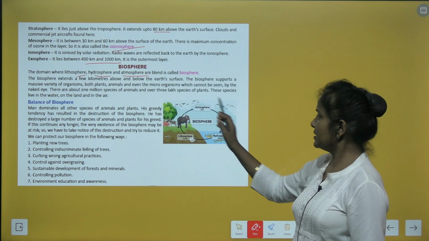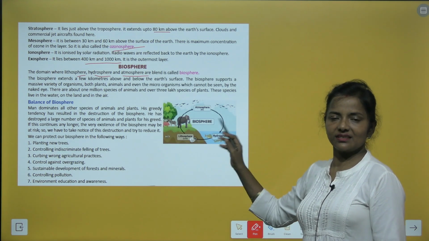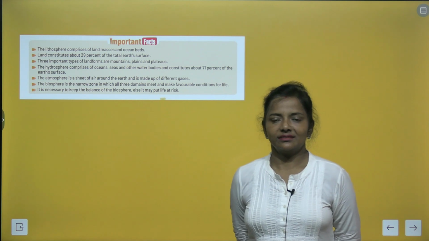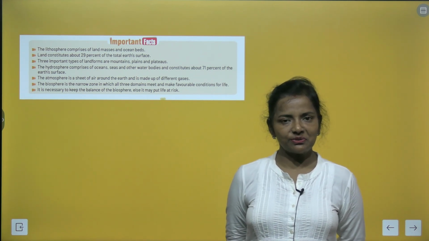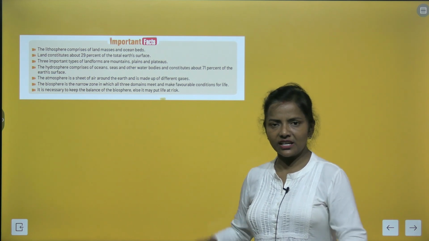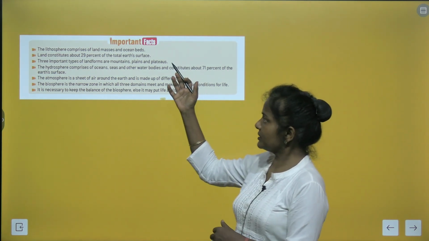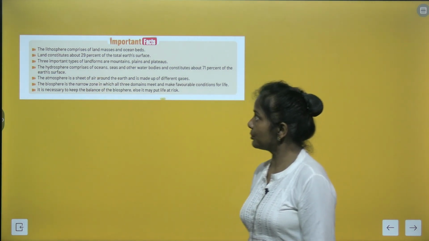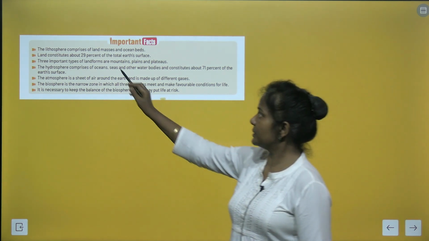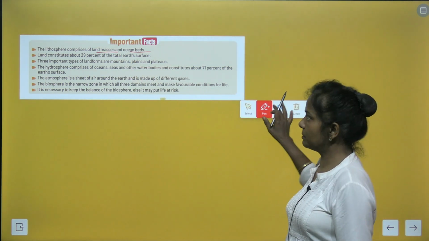See, what is this? This is the water cycle. Okay? So now children, what we have read in this chapter, we have completed the chapter. अभी हमने क्या पढ़ा इस chapter में, जल्दी से एक quick review लेते हैं. Important facts: the lithosphere comprises of land masses and ocean beds. Lithosphere में क्या है? Land masses और ocean beds.